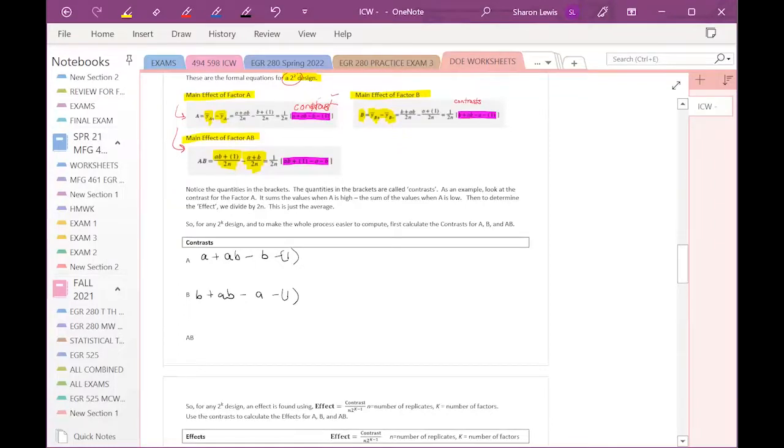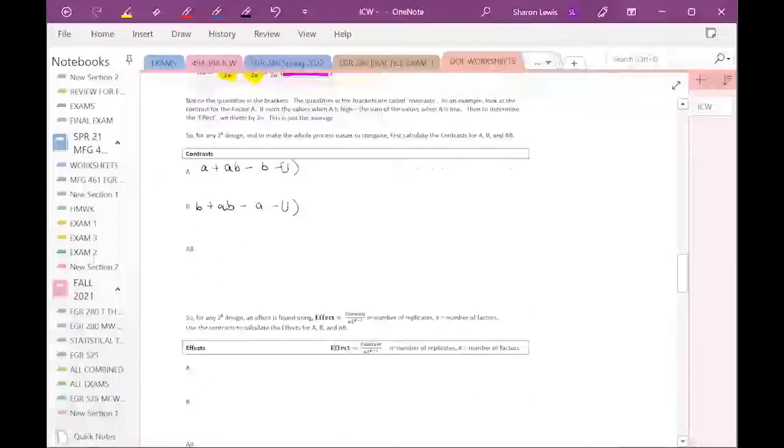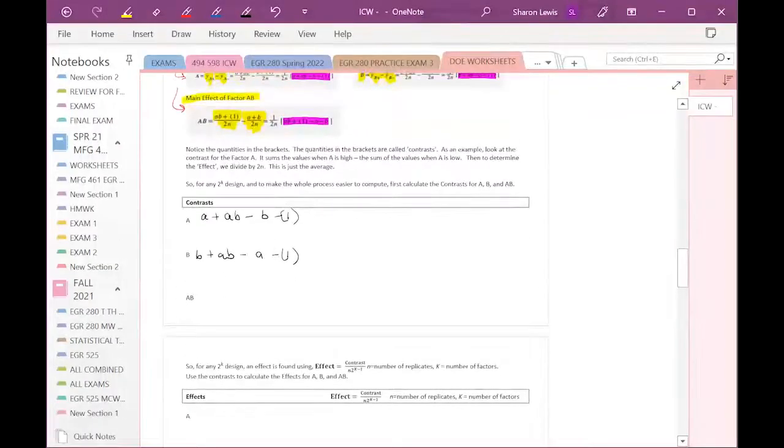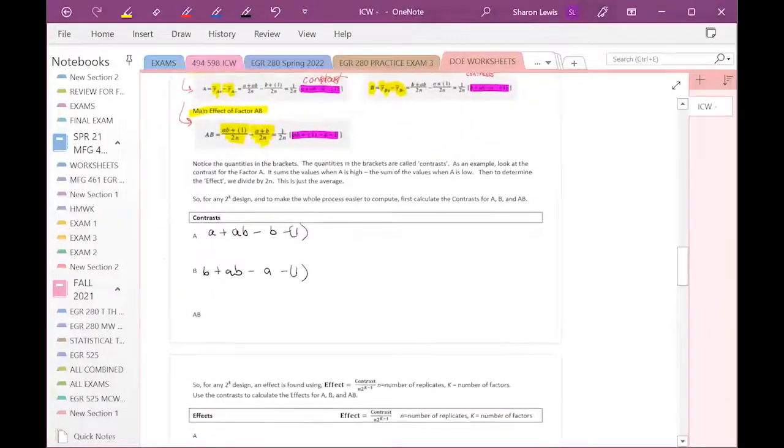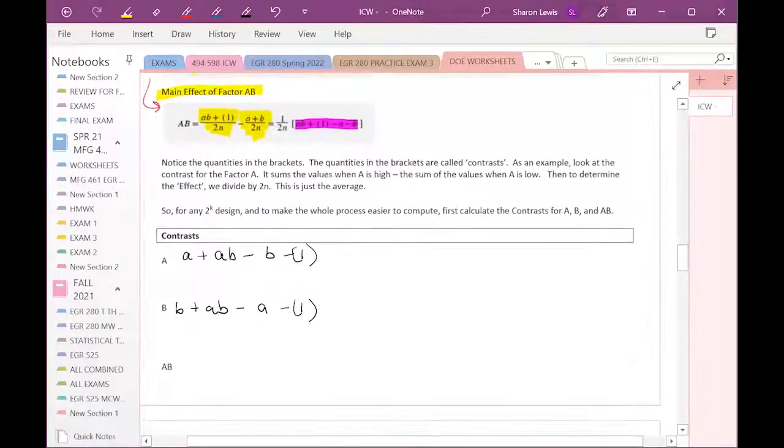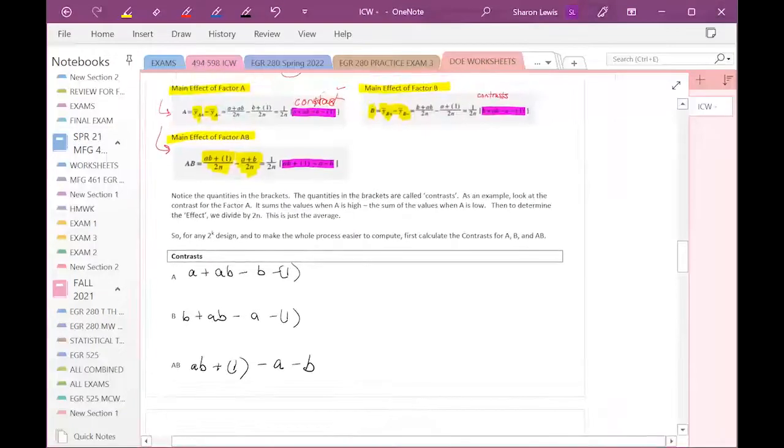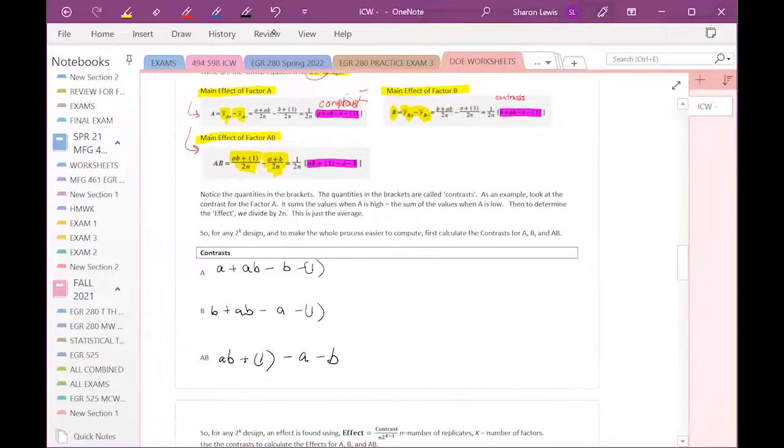And you'll see on Tuesday how that contrast comes into play. But let's just go ahead and do that. I think that'll be good. So for the interaction, that one is going to be AB plus the 1 in brackets minus A minus B. And there's a reason why, but there's too much time to go through that right now.